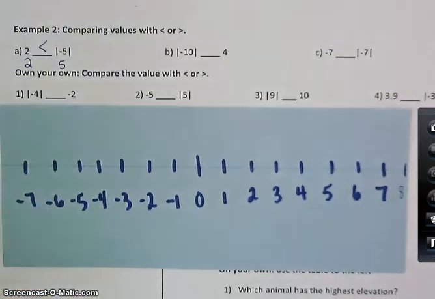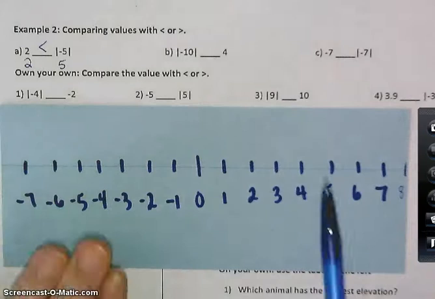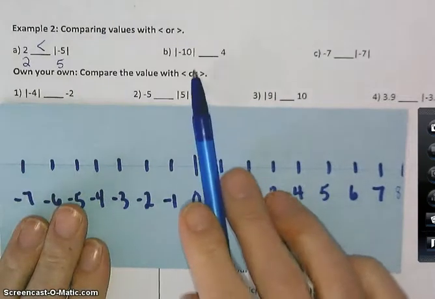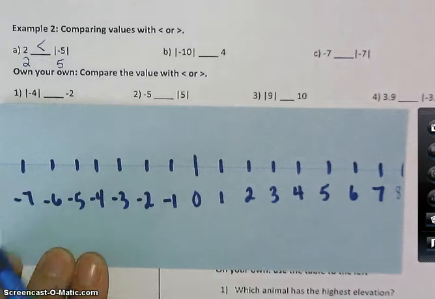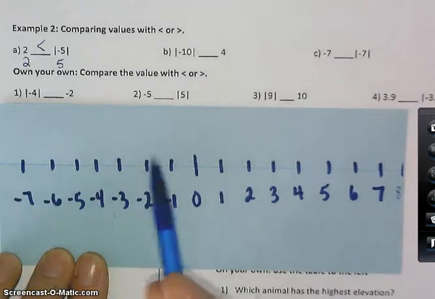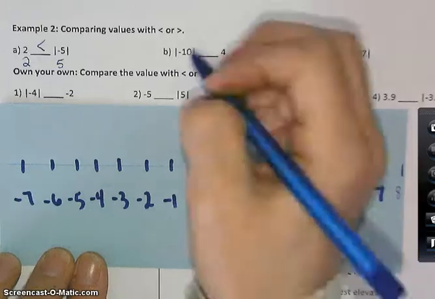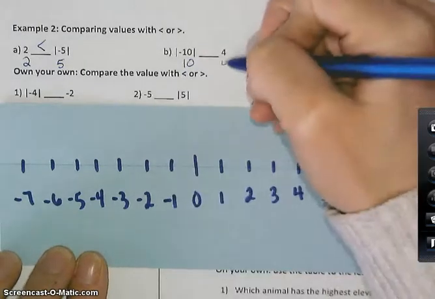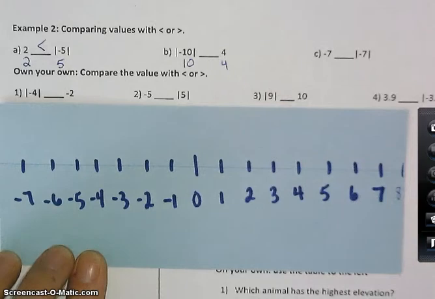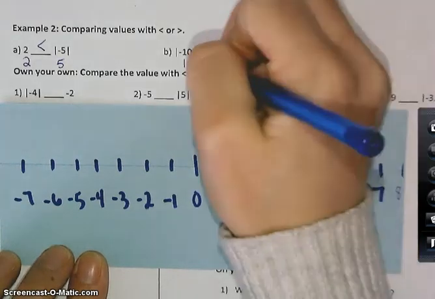I'm looking at letter B. We have the absolute value of -10 and 4. We've already found the absolute value of -10 up top. Remember, we are off to the left of our number line at -10, and we have to take 10 hops to get to 0. So the absolute value of -10 is 10, and 4 is already 4. So now I say 10 is greater than 4.